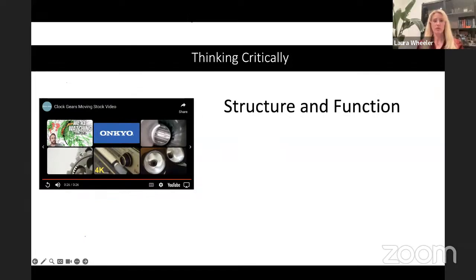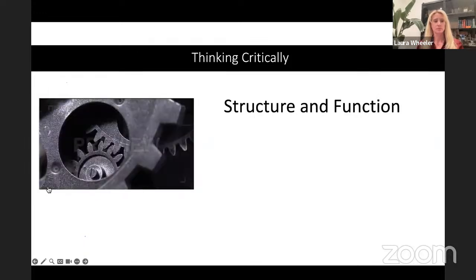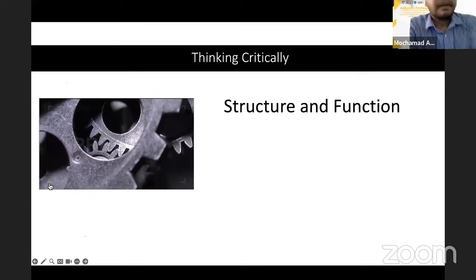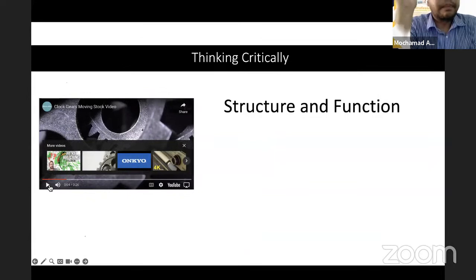So we had one person who said the structure that they see is a spur gear, and that is correct. But now I want you to notice actual structures within the gear. And this may seem obvious, but let's look at the structure of the spur gear itself. Okay. Structures that we see.